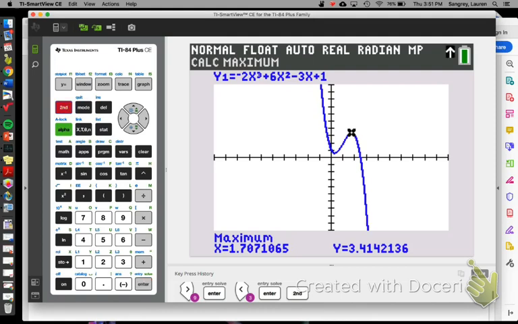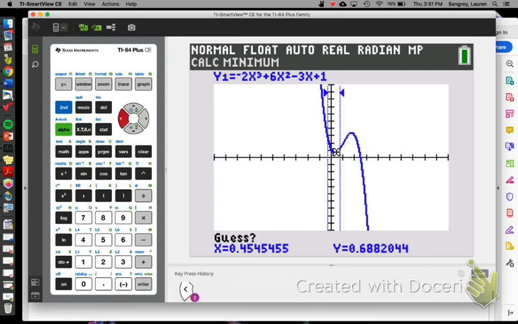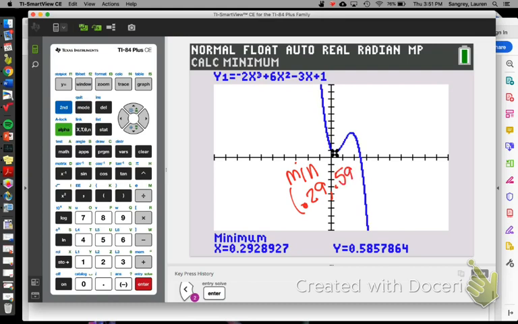So we have to go to second trace, and then option 3 is the minimum. So now I have to take my cursor a little bit to the left of where the minimum is, and then a little bit to the right of where the minimum is, and then a guess. So now again, they're still giving us decimals. So our min is 0.29 and 0.59. So that's our min. So you should have your max and min recorded on your note sheet now.